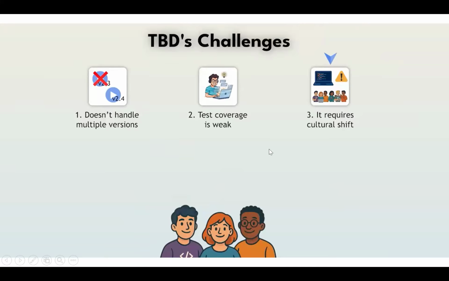There are a few challenges with the trunk-based approach as well. It does not handle multiple versions. You can see it applies to the features, not the versions, so you may face lacking over there. Then test coverage is weak. Testing is quite weak over here, and it requires a cultural shift.